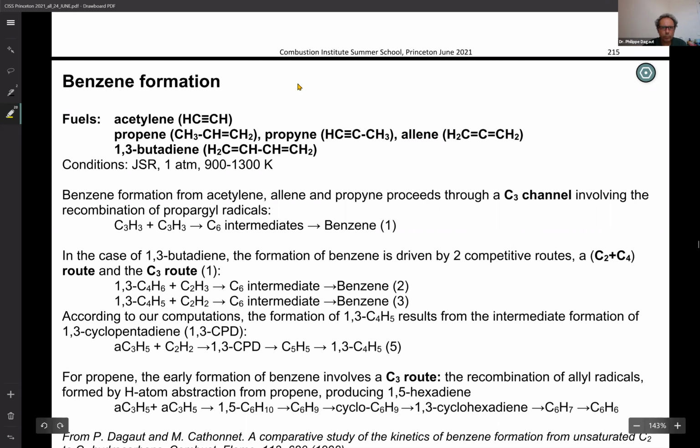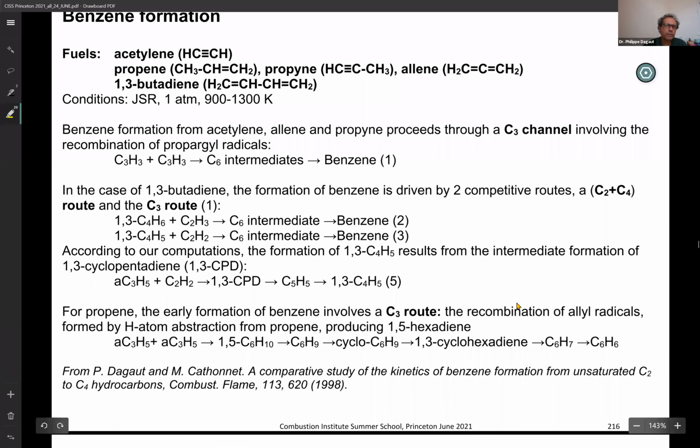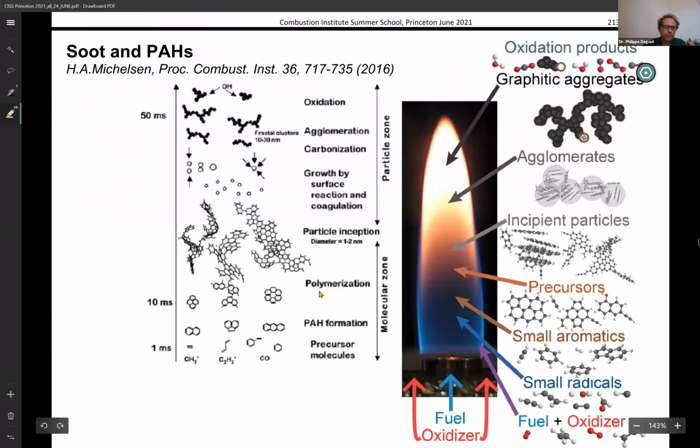Therefore, it's very important to include all these channels, because during the combustion or oxidation of complex fuels, of course, you will have a large variety of species, and they will react differently or through different channels that ultimately can produce the first aromatic ring responsible for the formation of soot, as shown schematically on this slide.